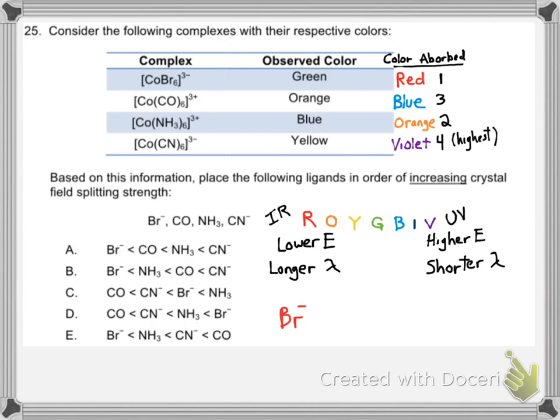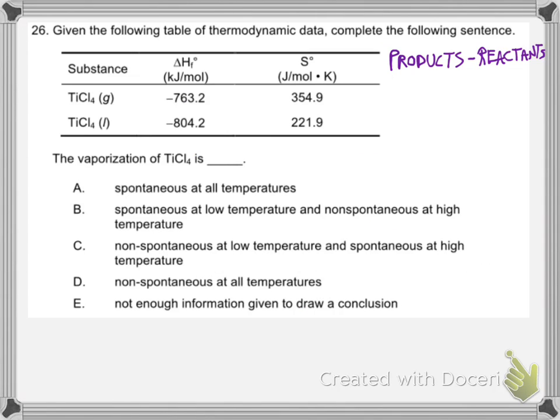So our order ends up being bromide is the weakest field ligand here, then ammonia, then carbon monoxide, then finally cyanide. So choice B ends up being the correct order.